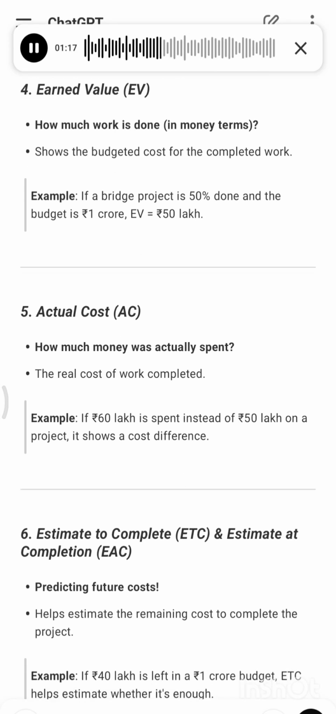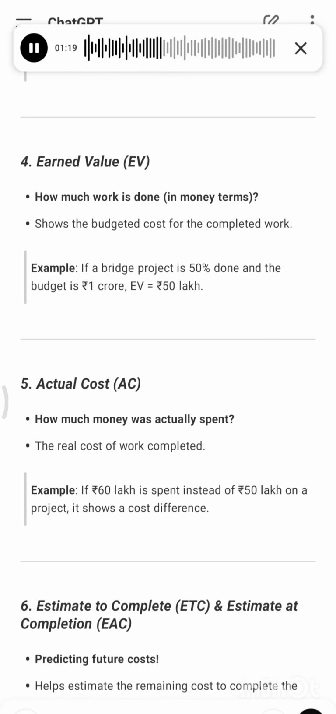5. Actual cost, AC. How much money was actually spent. The real cost of work completed. Example: if 60 lakh is spent instead of 50 lakh on a project, it shows a cost difference.